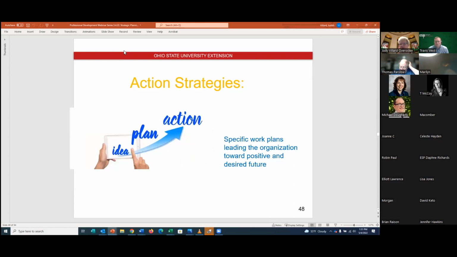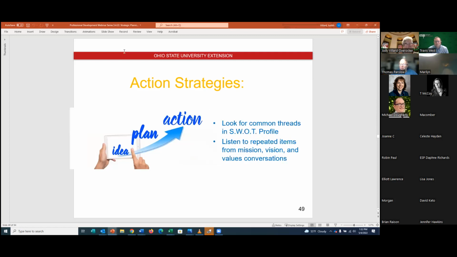Now we're going to come up with some strategies, because we know what we value. We know what our mission and vision are. We know where our organization's at through that SWOT profile, but now we want to come up with very specific work plans that'll lead our organization into the desired future that we want and toward a positive future.